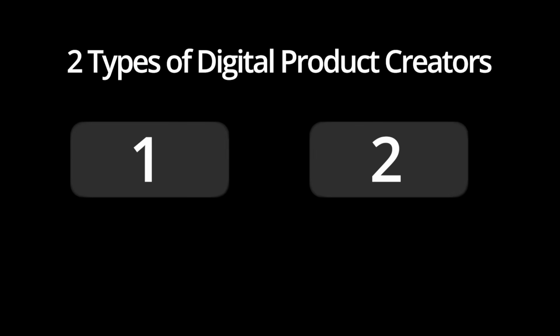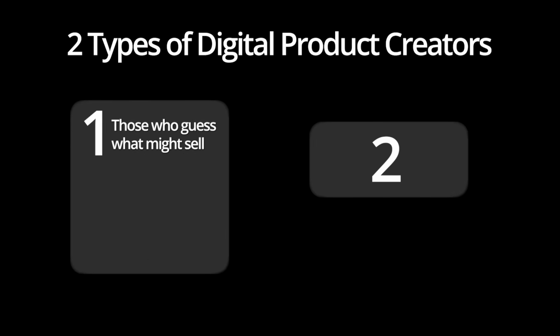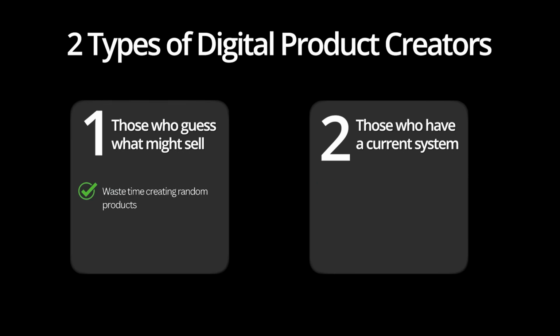Then I realized there are two types of digital product creators: those who guess what might sell and waste time creating random products, and those who have a proven system and know exactly which niches people are actively buying. So let me show you how simple it is to create a coloring book using Canva.